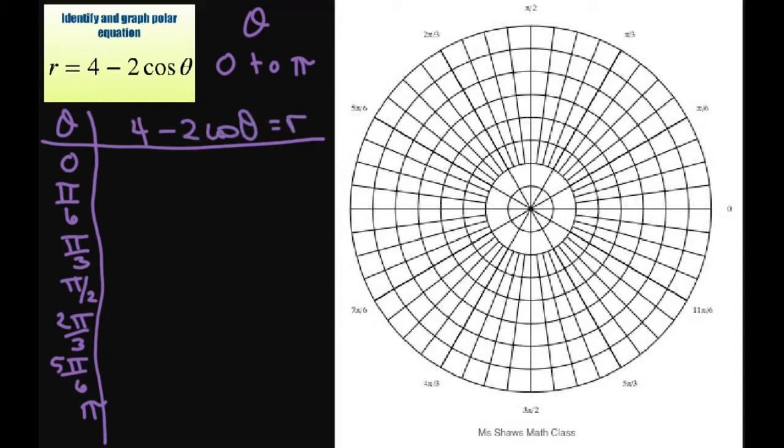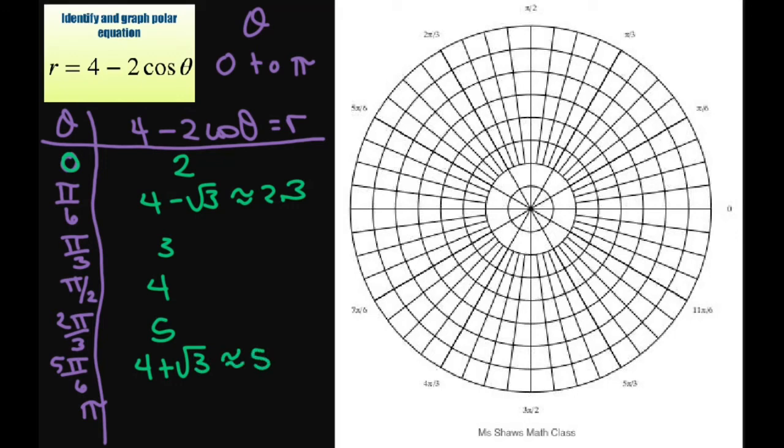This is your r. So when theta is 0, my r is 2. When it's pi divided by 6, we're going to have 4 minus square root of 3, which is approximately 2.3. At pi divided by 3, my r is 3. At pi divided by 2, my r is 4. At 2 pi divided by 3, my r is 5. And at 5 pi divided by 6, we have 4 plus square root of 3, which is approximately 5.7. And at pi, we're at 6.